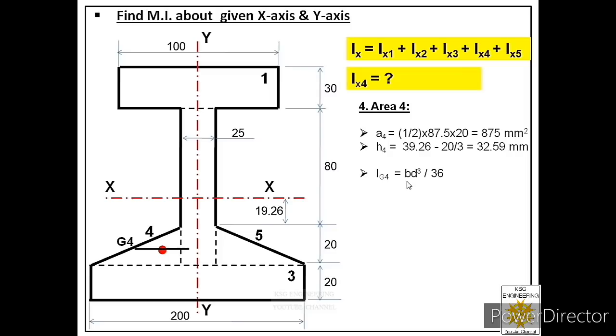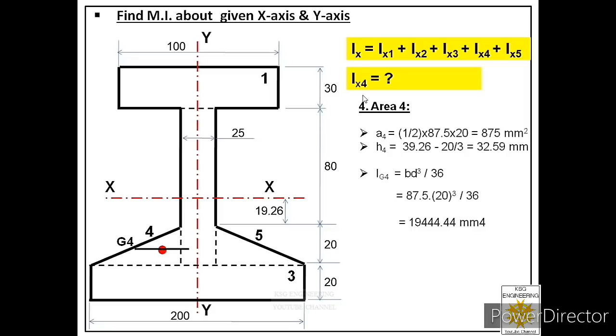Here B is that side which is parallel to the centroidal axis. So this is the base. It is 87.5, and D is 20. So let us put the values: 87.5 into 20 cubed by 36. From here we will get the value of Ig4.